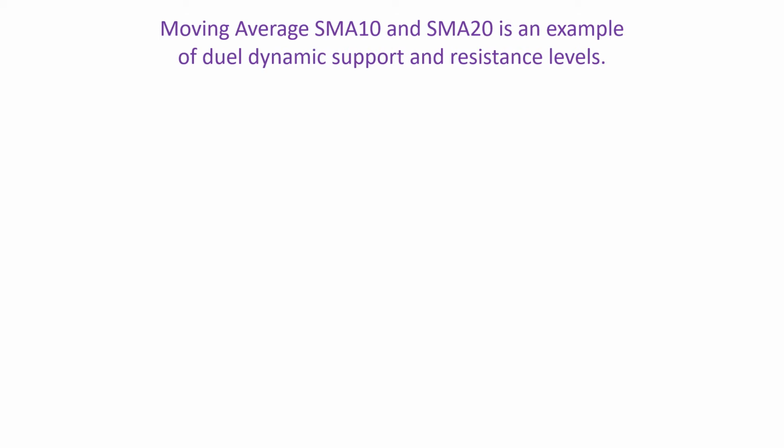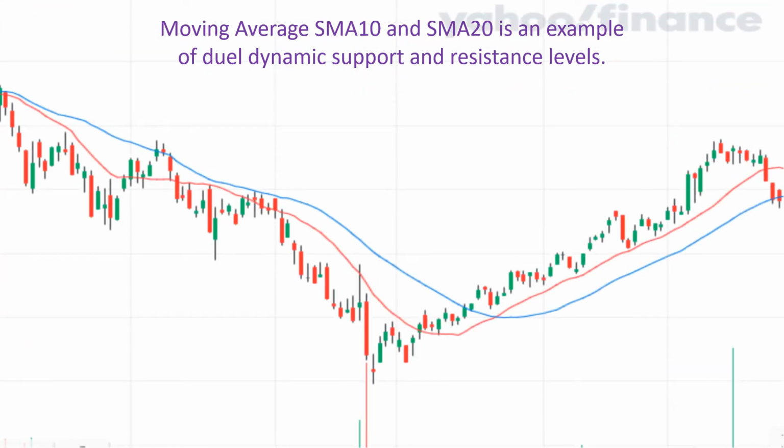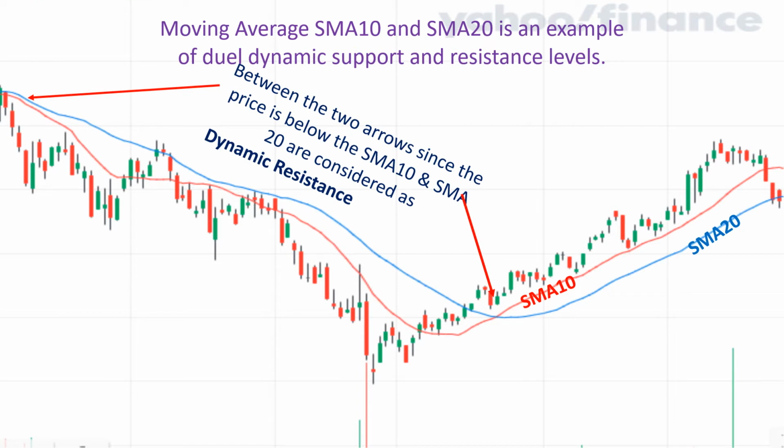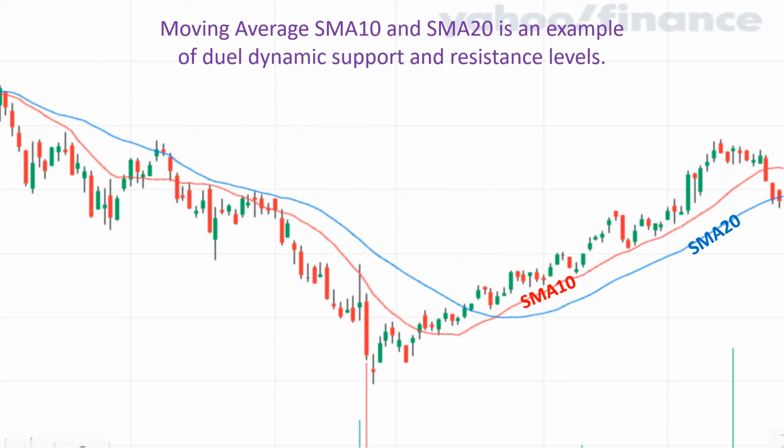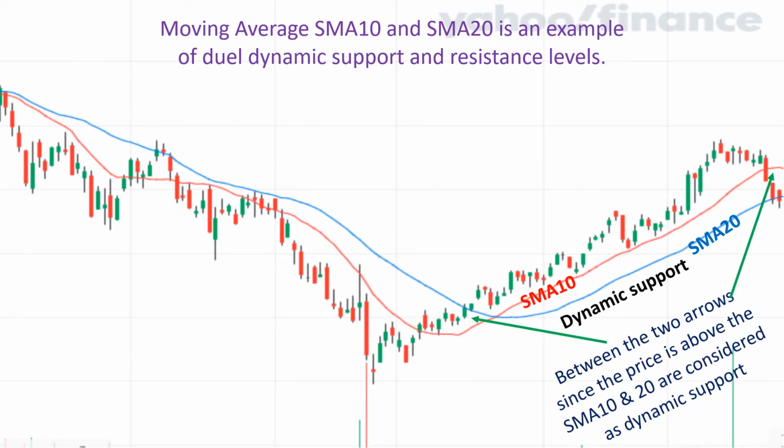Moving average SMA 10 and SMA 20 is an example of dual dynamic support and resistance levels. This is a price trend and I installed 2 moving averages, namely SMA 10 and SMA 20. Between the 2 arrows, since the price is below the SMA 10 and SMA 20, they are considered as dynamic resistance. Between these 2 arrows, since the price is above the SMA 10 and SMA 20, they are considered as dynamic support.